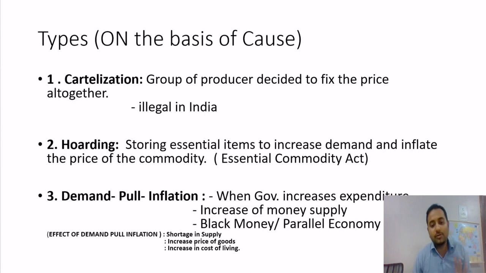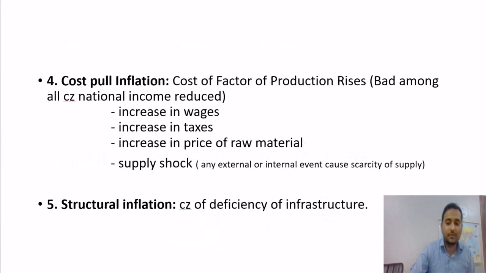So all these things are the factors of demand pull inflation, and the effects of demand pull inflation: shortage in supply, increased price of goods, and increase in cost of living. Definitely all these things will happen. Now cost pull inflation, it's simple. When the cost is pulling the inflation, now cost of what?